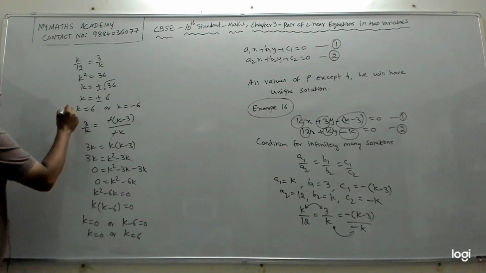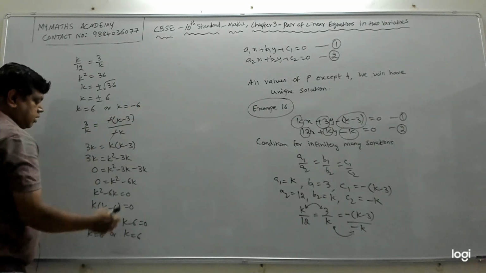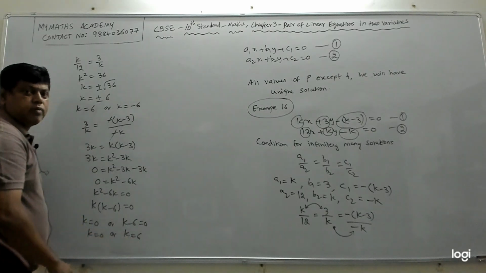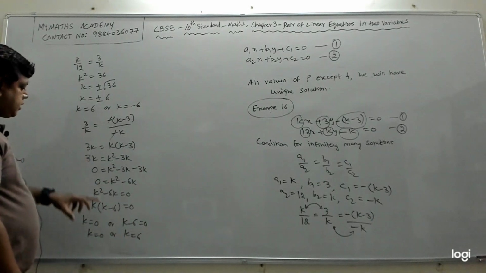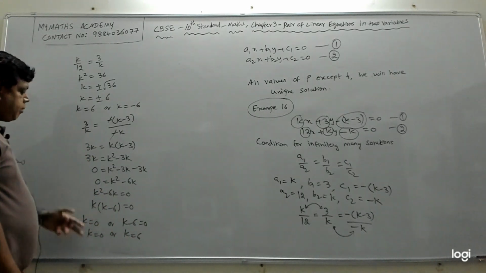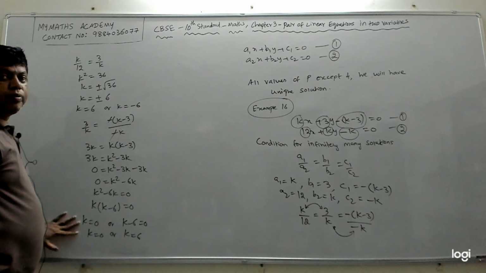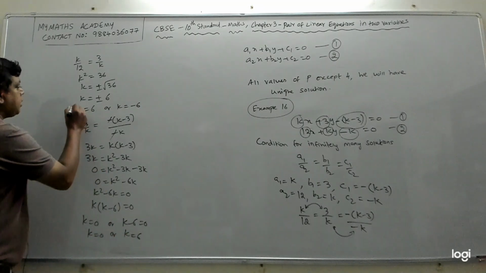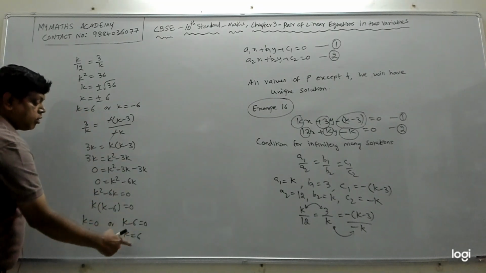So in this condition we got k equal to 6 or k equal to minus 6. For this condition to be true, I should have k equal to 0 or k equal to 6. Now which number is common? Which k is common here? What value is common here? Both have to be satisfied. For what value of k will both be the same? K equal to 6, because that is what is coming in both. K equal to 6 here, also k equal to 6 here.